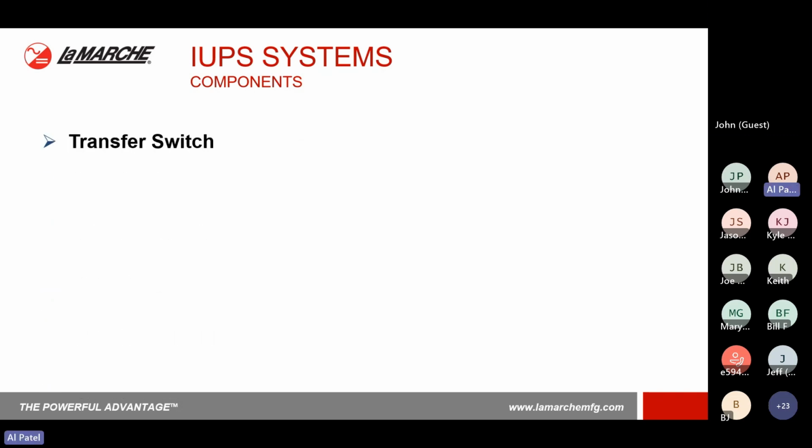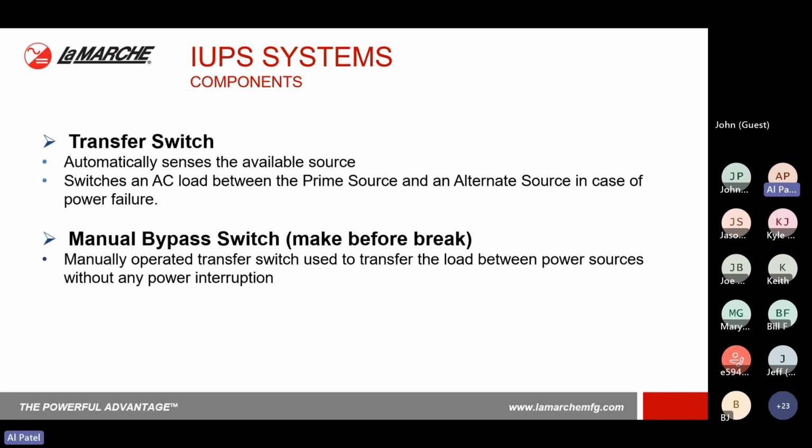There's also the transfer switch. This device automatically senses available sources and switches as needed the AC load between the prime source and the alternate source in case of any power failures. And there's also a manual bypass switch, which is a make-before-break switch that we provide, and is manually operated. It is used to switch and transfer the load between power sources without any power interruption. So these are the main components that make up a UPS system.